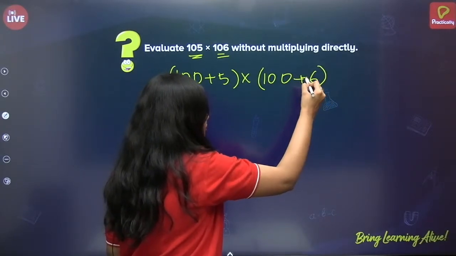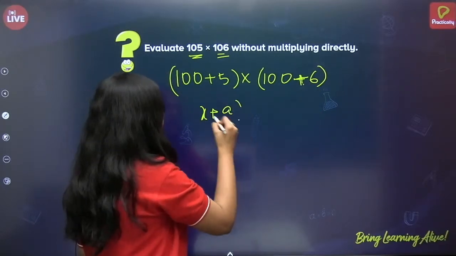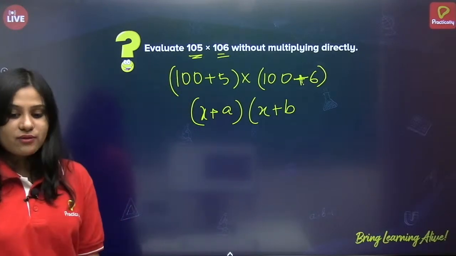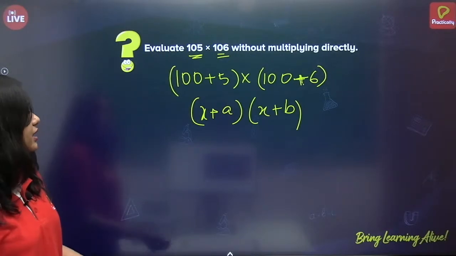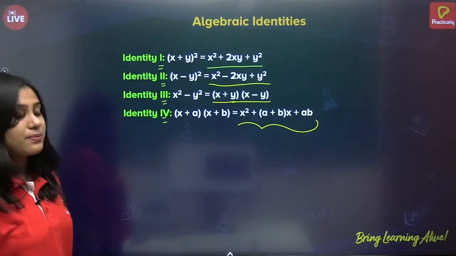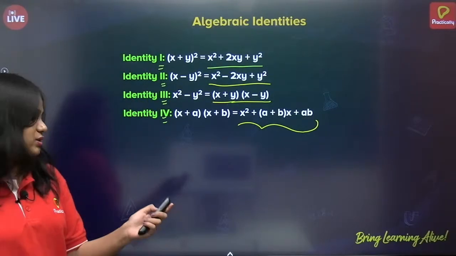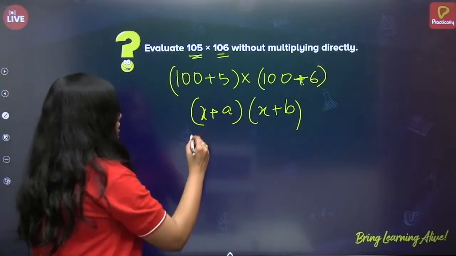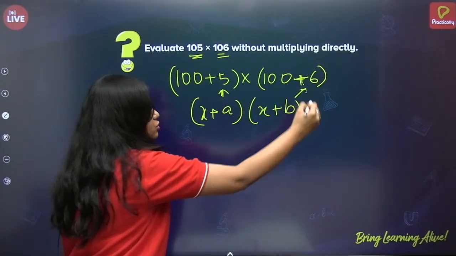Now that I have written it, I can use the identity (x plus a) times (x plus b), which we have already seen. What is the identity? I'll show it again: x square plus (a plus b)x plus ab. So let's apply the identity and solve it. Here x is equal to 100, a is equal to 5 and b is equal to 6, correct?